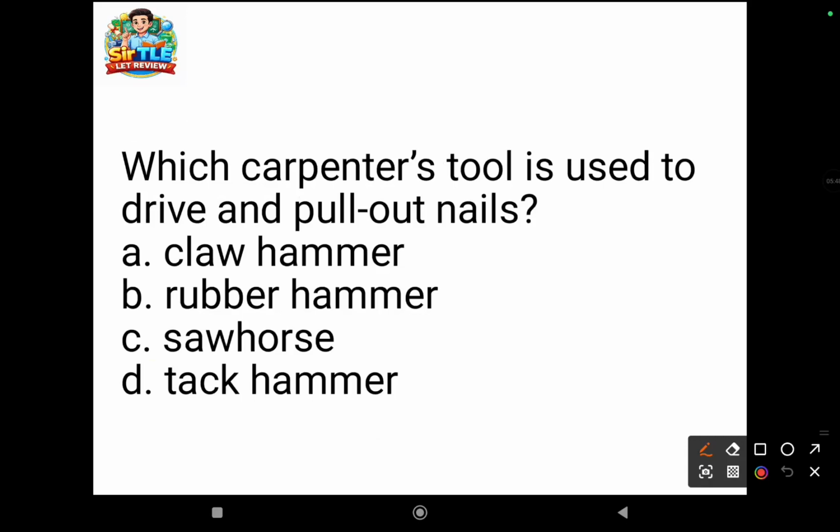The question is looking again for a carpenter's tool used to pull out nails. Letter B, rubber hammer. No. Letter B is wrong, because a rubber hammer is used to apply force without damaging surfaces, such as adjusting wood joints or tiles.